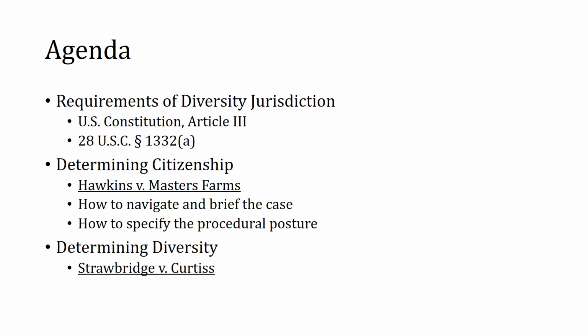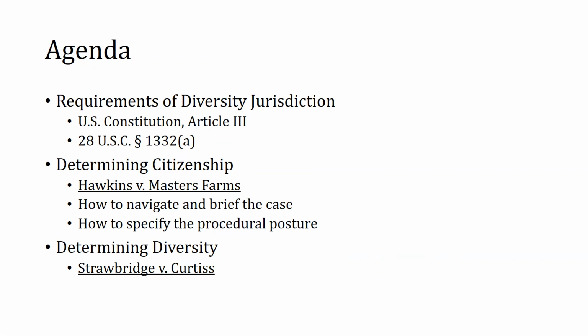The first step is determining citizenship. When you're trying to figure out whether diversity of citizenship exists, you need to figure out what the citizenship of the parties actually is. And in order to do that, we'll read the first of our two cases, Hawkins versus Masters Farms. I'll show you how to navigate and brief the case and how to specify the procedural posture of the case. These are two things that law students do consistently in discussing cases in class discussion.